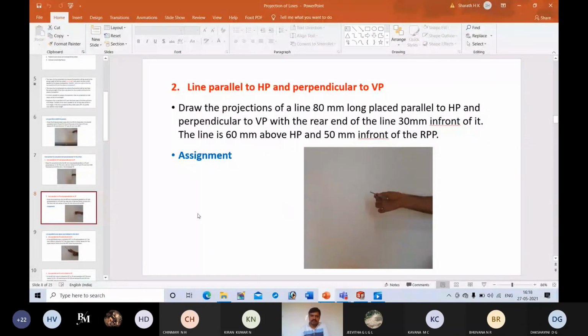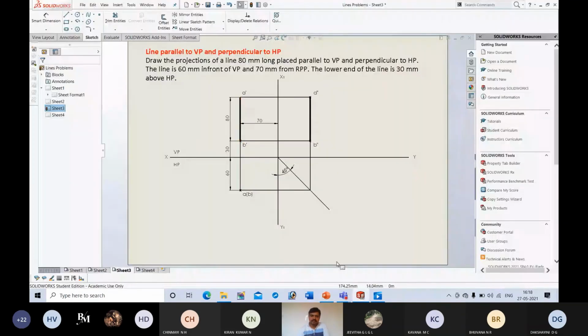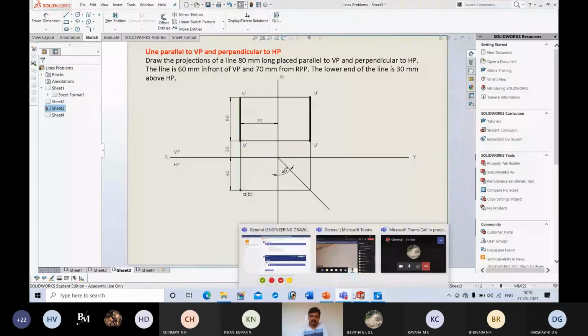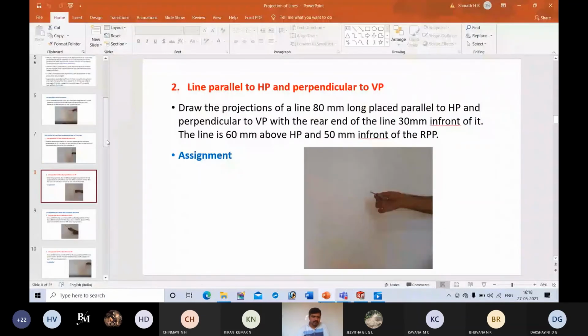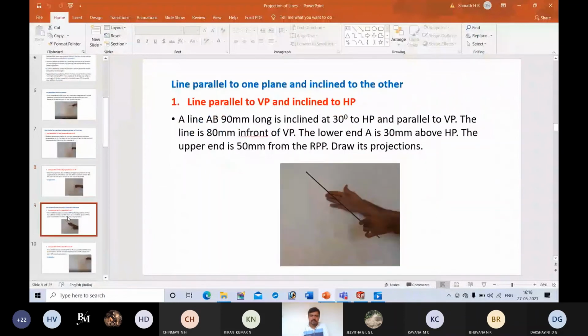So you may get this line view below XY and this point above XY. Follow the procedure and solve this. Later I will share this problem. Next, I will solve one more problem. This is the last problem of today's class.